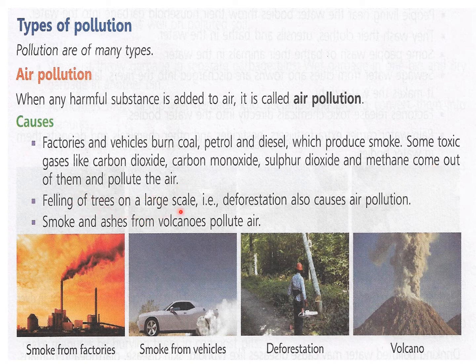Felling of trees on a large scale, that is deforestation, also causes air pollution. Felling means cutting of trees. When the trees are cut on a large scale, it is called deforestation. And when there are fewer trees, they cannot purify the air or take in that much carbon dioxide from the atmosphere, and thus the air becomes polluted. Smoke and ashes from volcanoes pollute air. You can see how much smoke is coming out of a volcano when a volcano erupts. So it also pollutes the air.